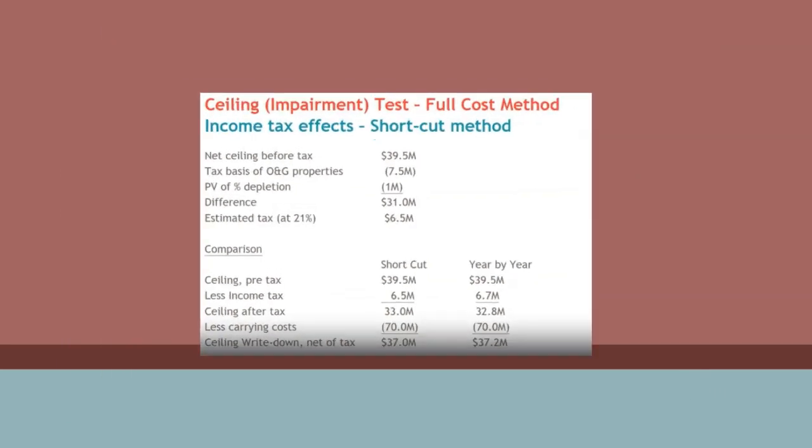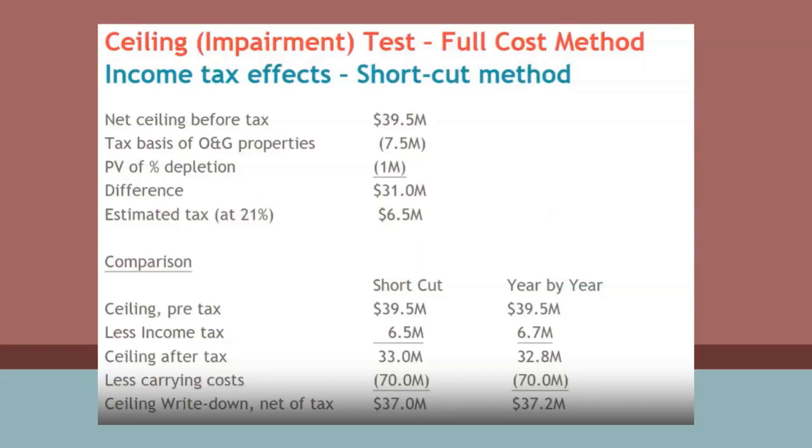What is important to gather from this slide is that the ceiling was calculated to be $39.5 million on the previous slide, and we are subtracting the income tax of $6.5 million, which is our tax basis of the properties minus the $1 million of depletion.